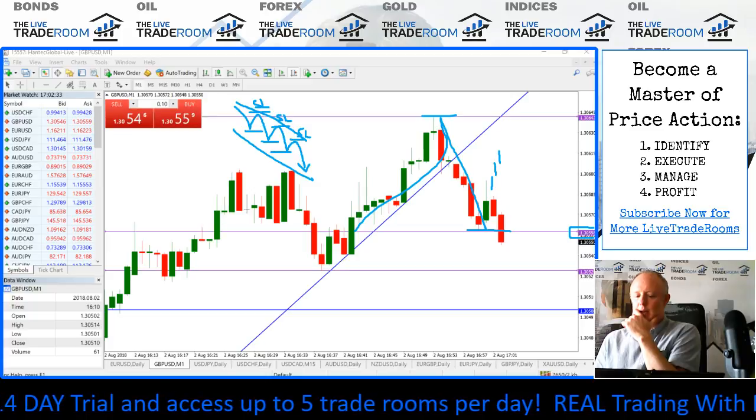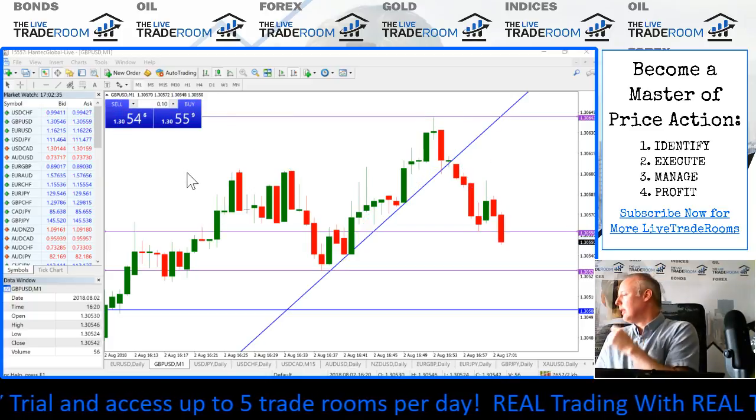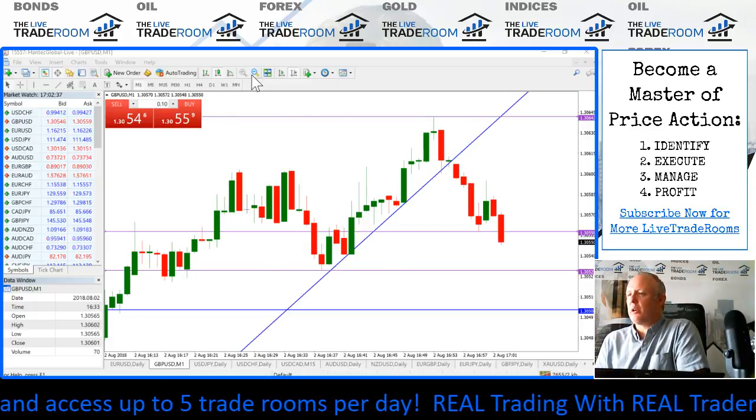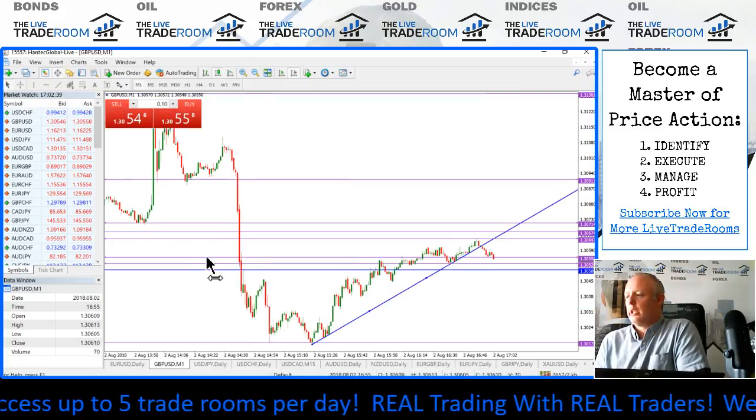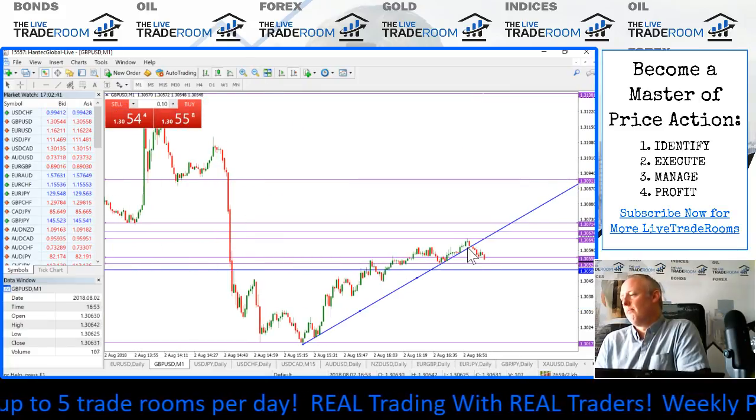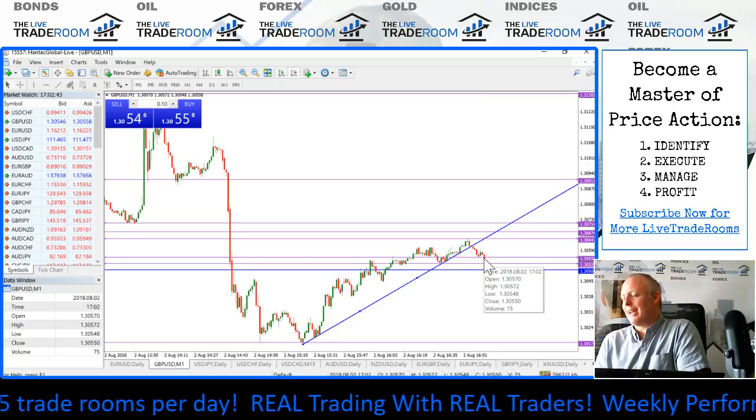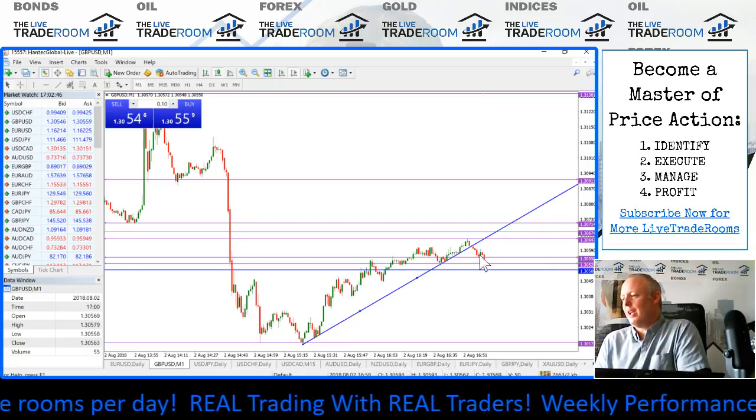Okay, let's take this off. So we're now kind of getting the move, even though it's so shallow. It's such a shallow move. It's virtually just a pullback still. So I'm going to treat this just as a pullback.